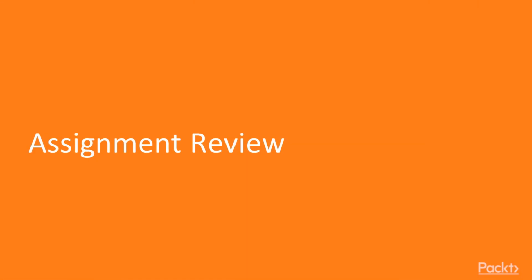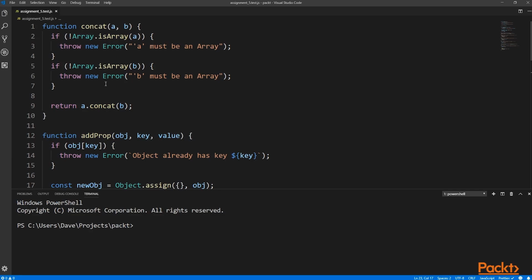Let's review my example solution for day 5's assignment. Our concat method is fairly simple and merely needs to check if the first and second parameters are in fact arrays. If they aren't, throw an error message. We can use the Array.isArray method in order to check whether an object is an array.